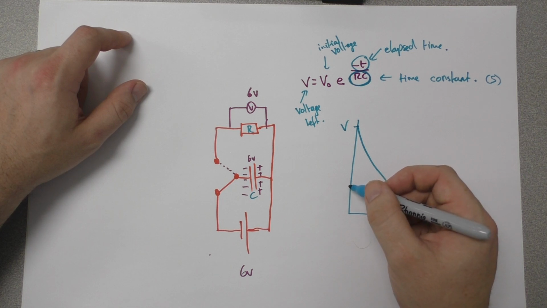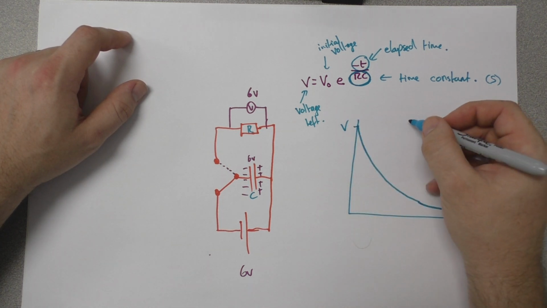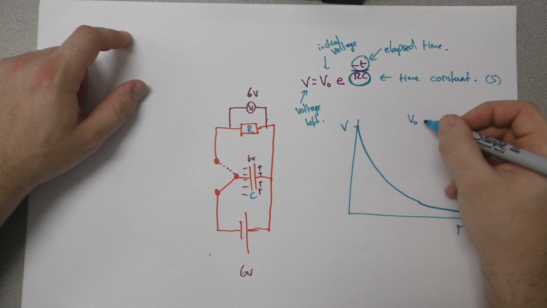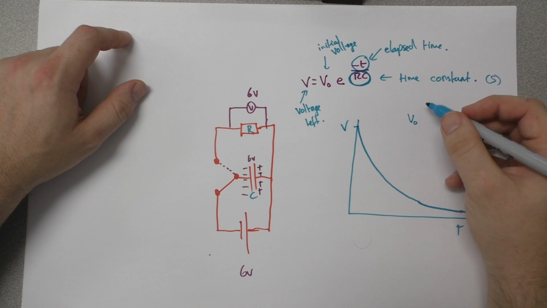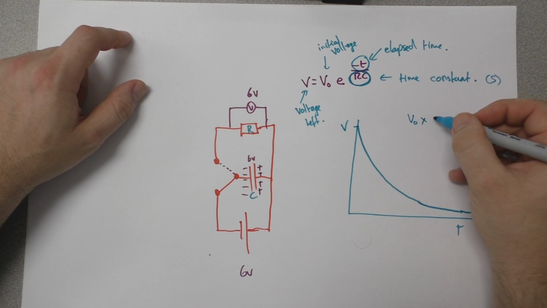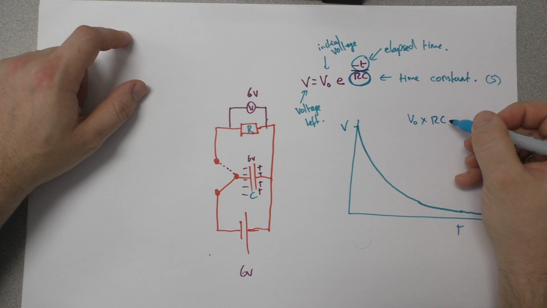Okay, so 37%. So you could look at it from the point of view of V naught times RC.